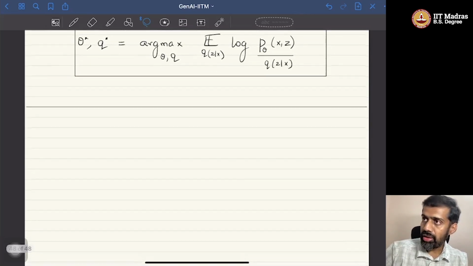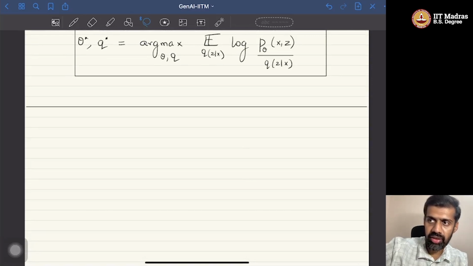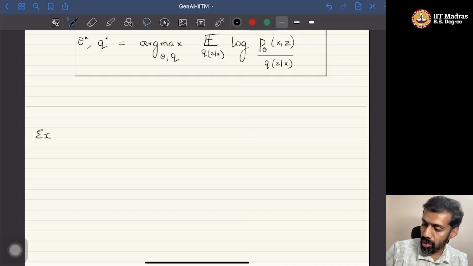Now let us look at an example for the latent variable model, which is from classical machine learning theory. Let's look at an example.